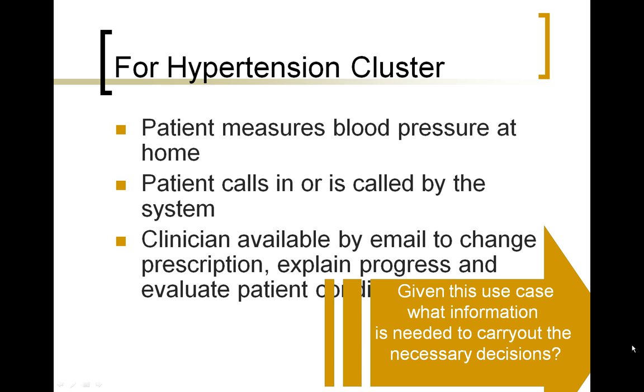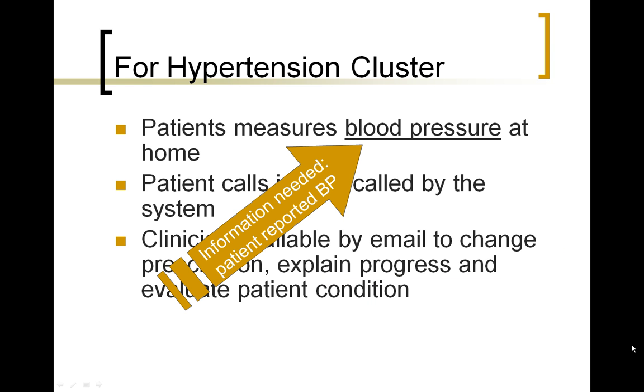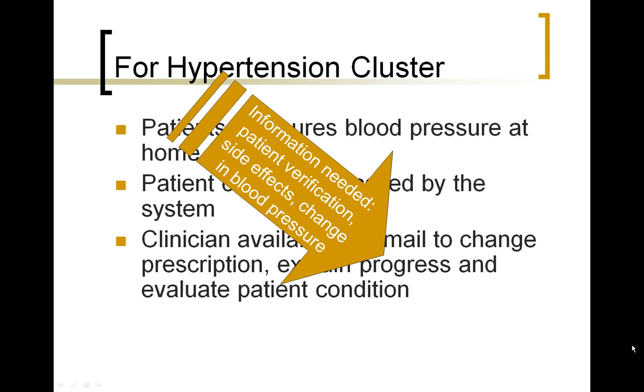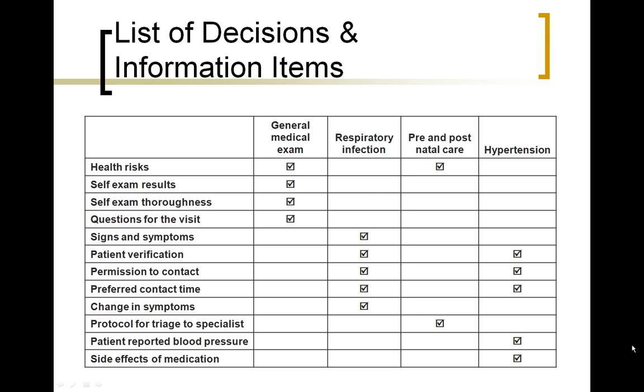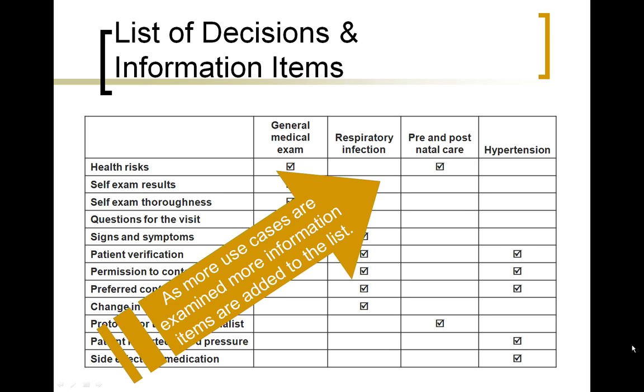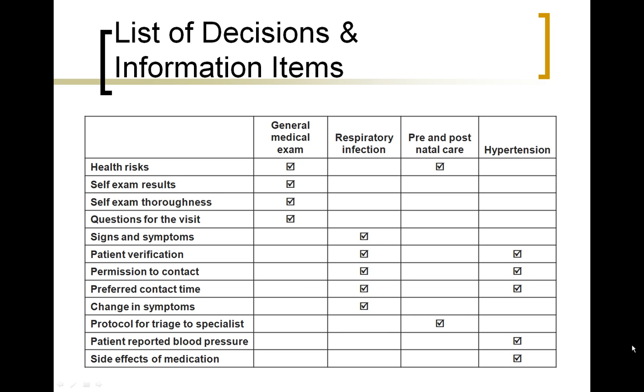The information required for this new process can now be clarified. First, the blood pressure at home must be recorded. Side effects of the medication should be clarified. Change in blood pressure should be analyzed and clinician alerted. These were added to the requirement list. As more use cases are examined, more information items are added to the required information list. When the list is complete, the planned process improvements have been integrated with the planned information system.